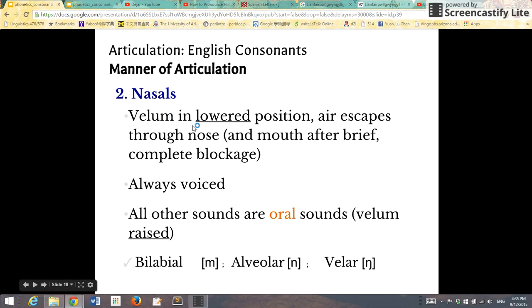Okay, the nasal sound is done by lowering the velum so the airstream can escape through the nose. Okay. And all the other sounds are oral sounds. So for oral sounds, your velum is raised, so that when your velum is raised, it blocks the pathway to the nose. So the airstream can only go through your oral cavity. Okay.